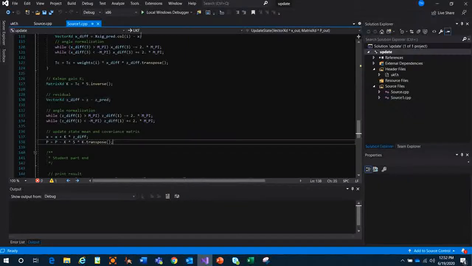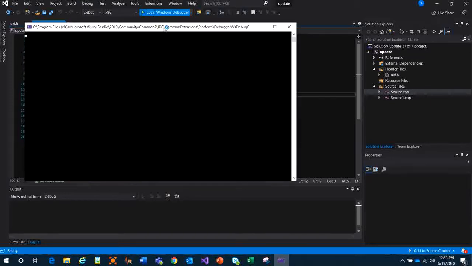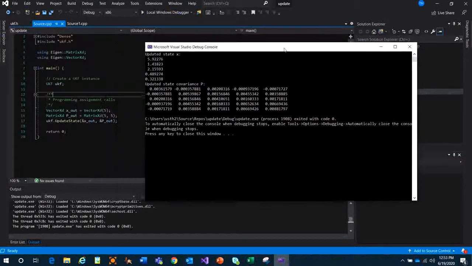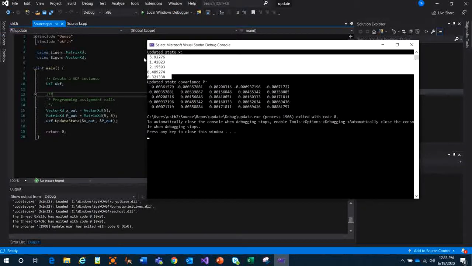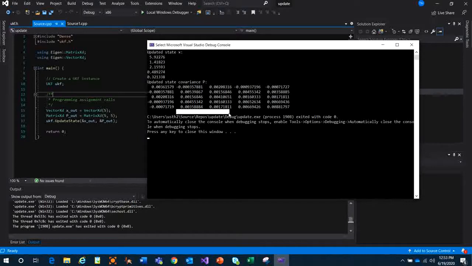Okay, so let's see. We got the updated value. Yeah, that's the result. We got the updated value. We updated the state vector variables PX, PY, V, yaw, yaw dot, right? And the new covariance matrix. Okay. After we got the new measurement from the sensor, we update the state X and P.